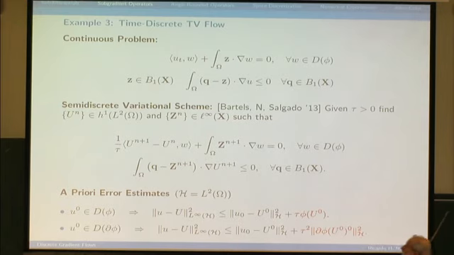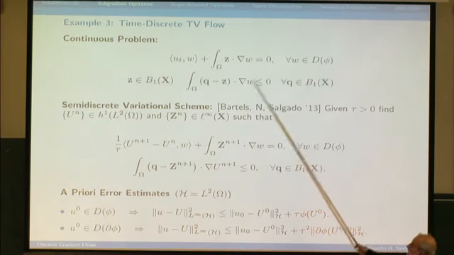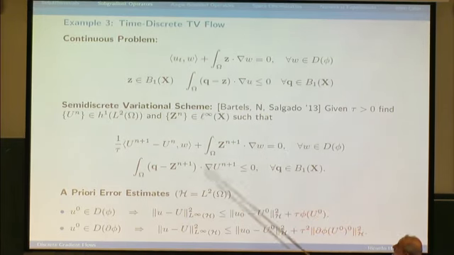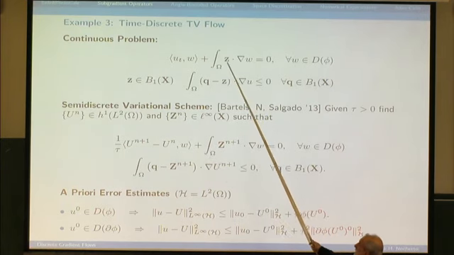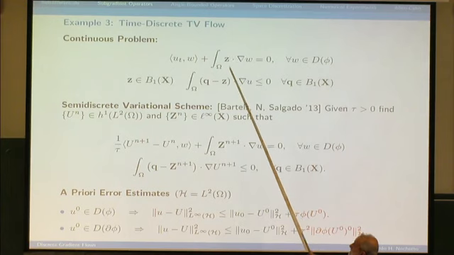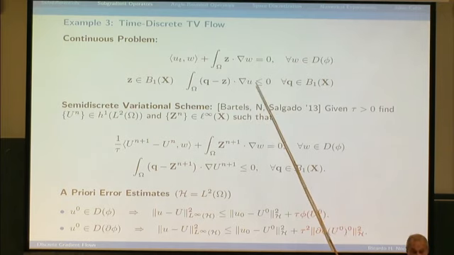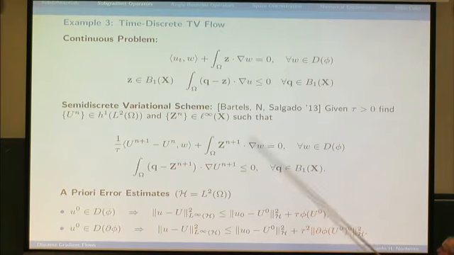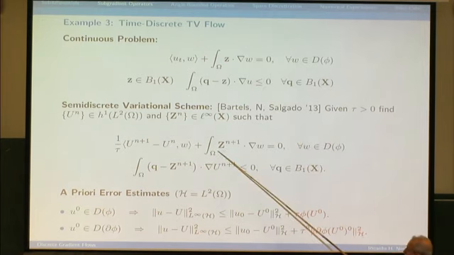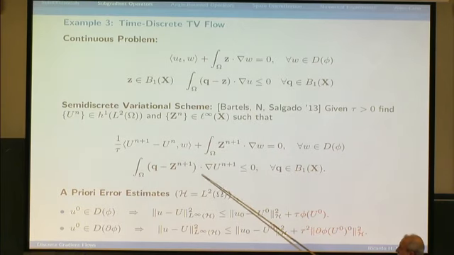Okay, and here you have the example of the TV flow, which I rewrote, remember, as a system in terms of the variable z, whose divergence is in the subdifferential of the total variation, and that is written here. This comes from earlier discussion. The discretization in time, again, is a system, an obvious discretization for that, and here this is the discretization of the variational inequality, very much in the spirit of what I discussed yesterday.